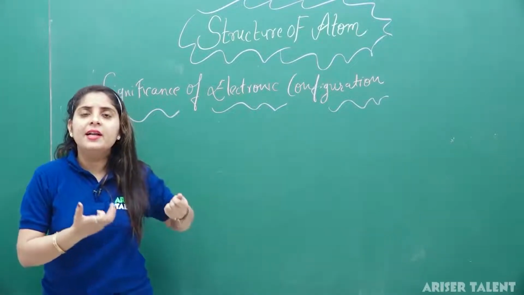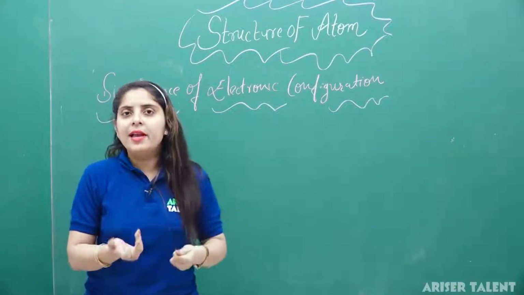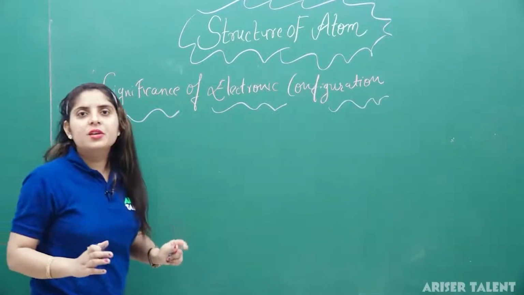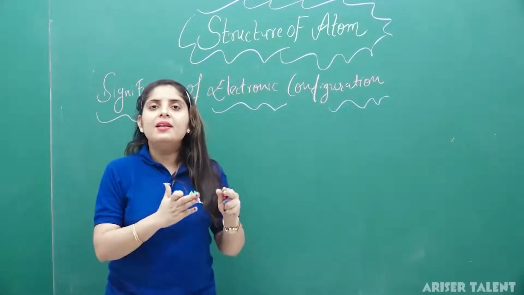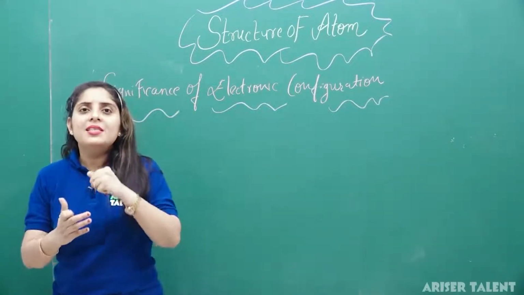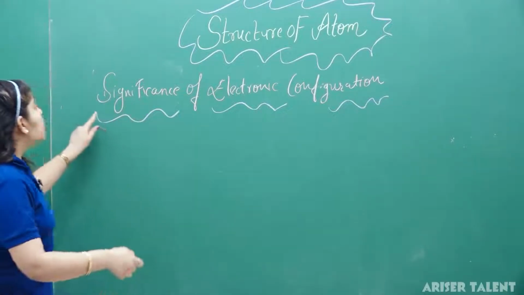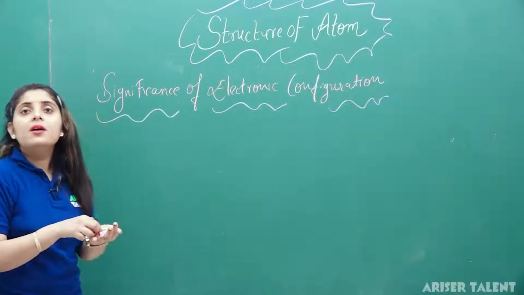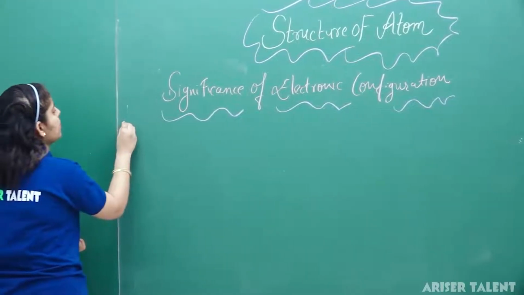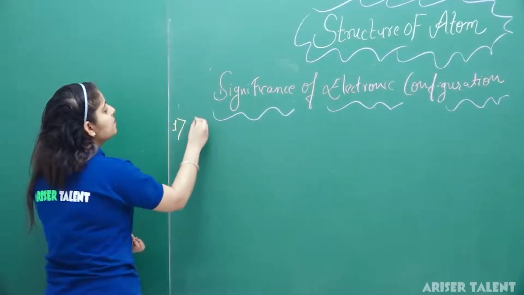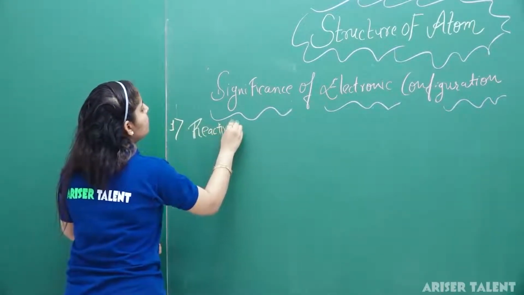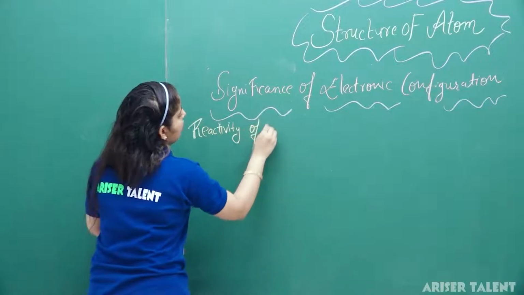After learning electronic configuration, what will we get from here? After learning about electronic configuration, we can decide which metal is reactive, which element is less reactive or more reactive. So firstly, electronic configuration will tell us about the reactivity of the metal. So the first significance is reactivity of element.